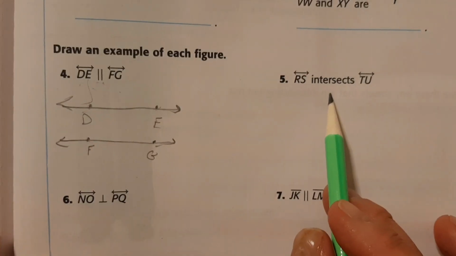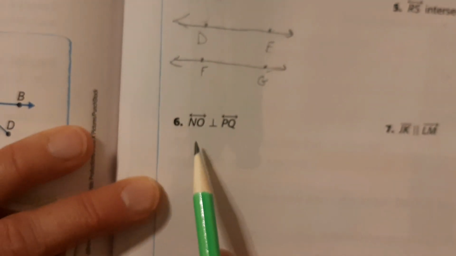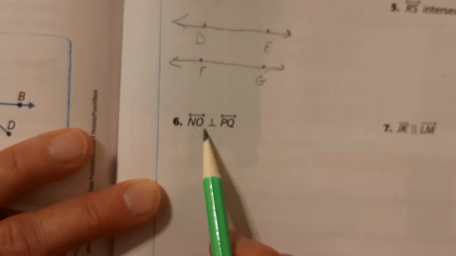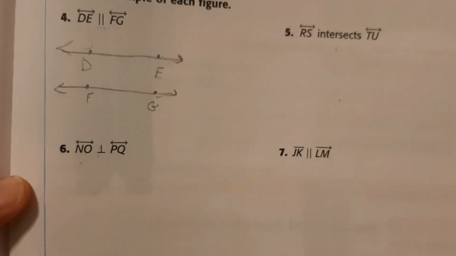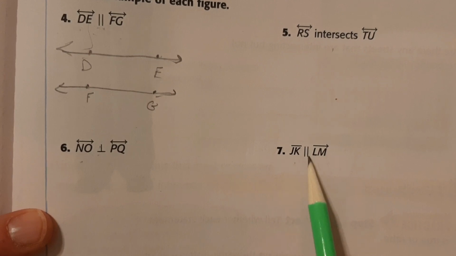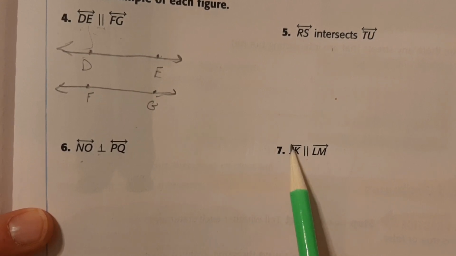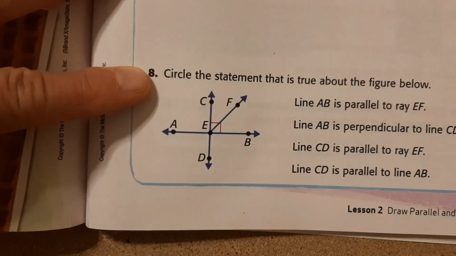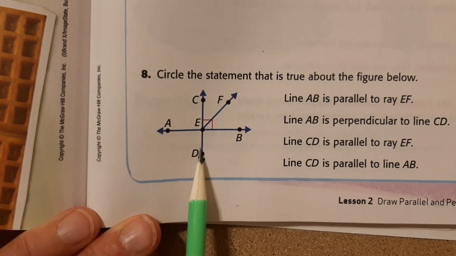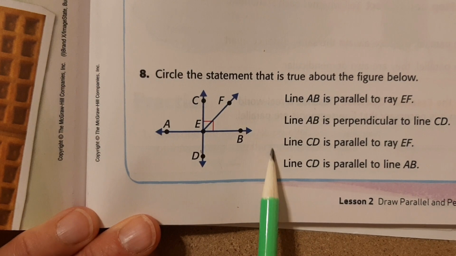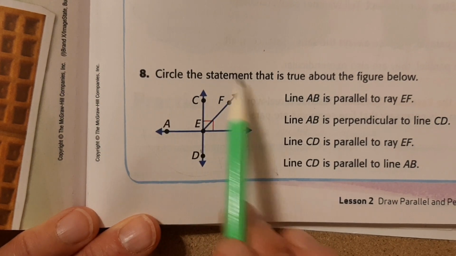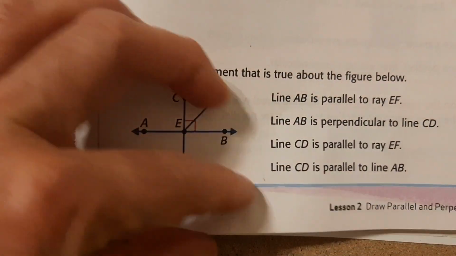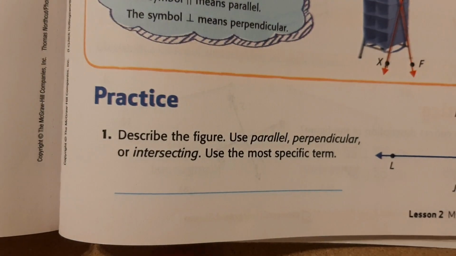Over here it says intersects. Over here it says is perpendicular to. Now here's another one that is parallel, but notice this is a what? A line segment, and this is a ray. And then for the last part, you're going to look at this and figure out which one of these statements is true about this figure. Okay, so that's 881.